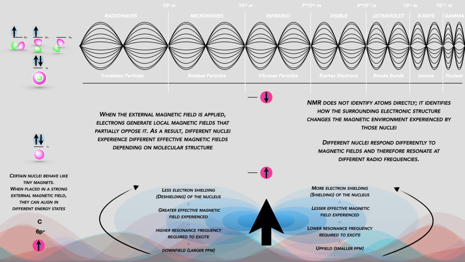If a nucleus is de-shielded, it experiences a stronger effective magnetic field and requires a higher resonance frequency to make that transition. This ultimately produces the chemical shifts we observe in NMR spectra. So, NMR does not directly identify atoms, it identifies how molecular electronic structure alters the magnetic environments experienced by those nuclei.